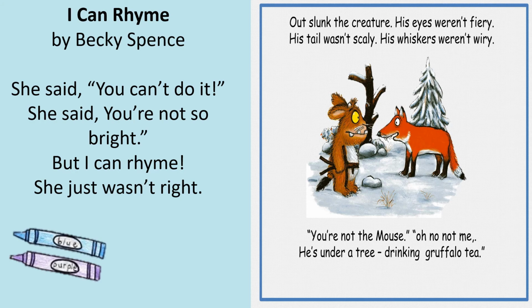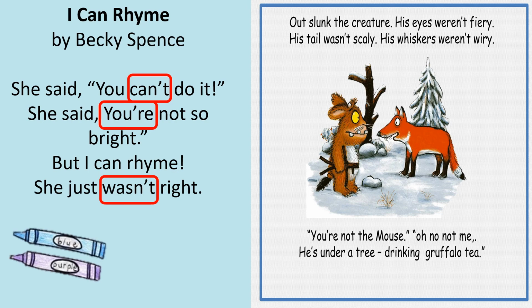Let me show you some examples of contractions used in writing. Let's read it first. I Can Rhyme by Becky Spence. She said, you can't do it. She said, you're not so bright. But I can rhyme. She just wasn't right. Can you spot the contractions in the poem that I just read? Here it is. Can't, you're, wasn't.